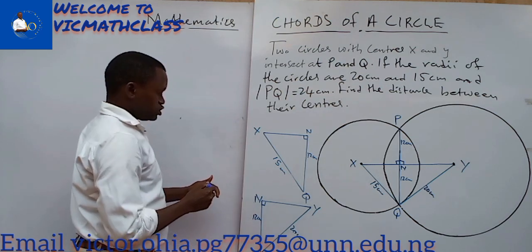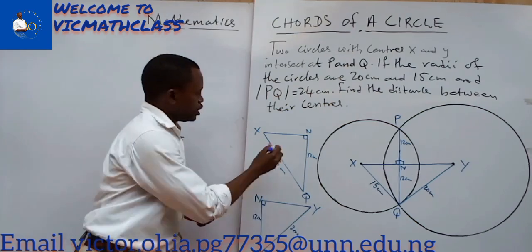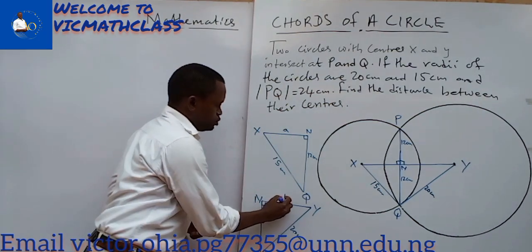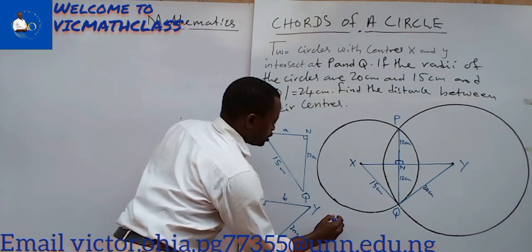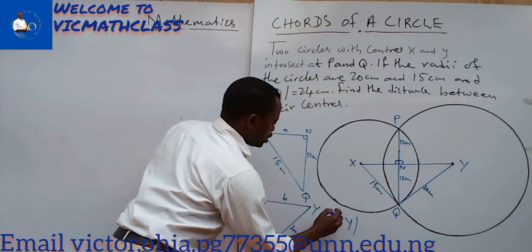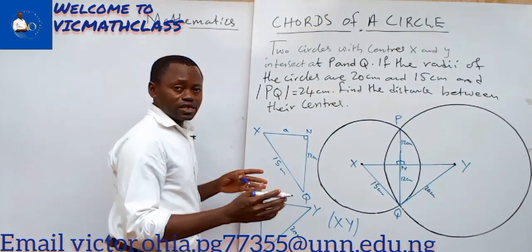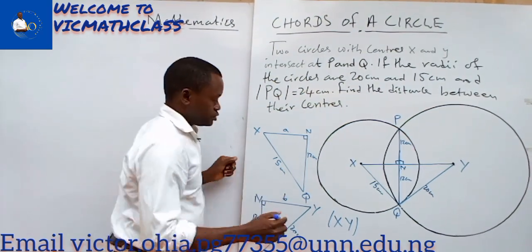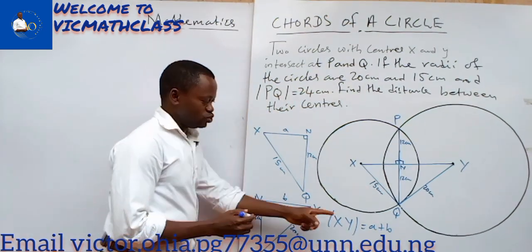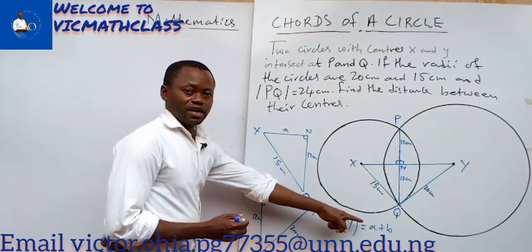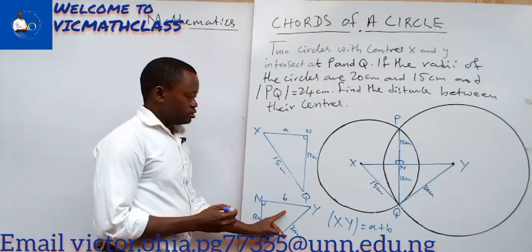So you can see clearly with me that if I call here A and here B, the two centers, they are asking me to find XY, which is the distance between their centers. The distance between the centers of these two circles will be equal to A plus B. Do you get that? It is the addition of this A and this B, which I have been able to describe here.